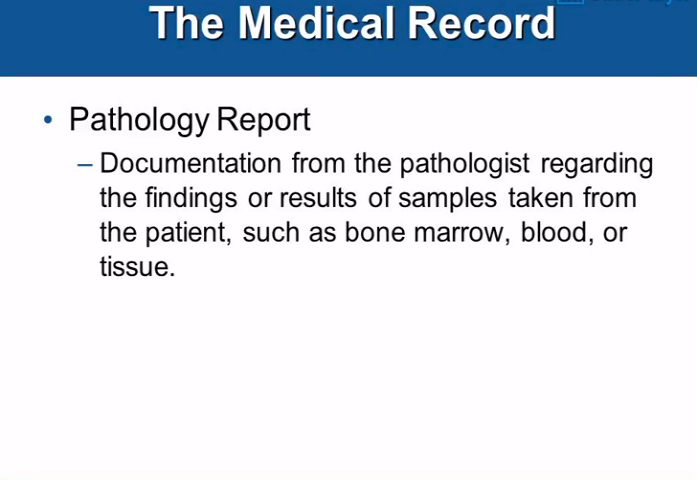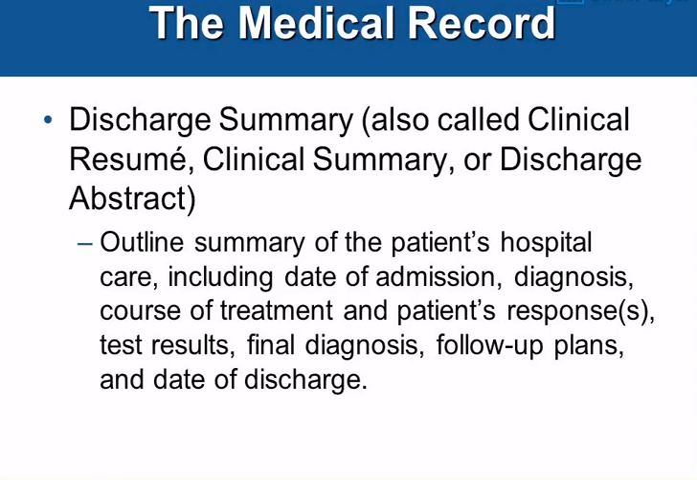69. The medical record pathology report. Documentation from the pathologist regarding the findings or results of samples taken from the patient, such as bone marrow, blood, or tissue.